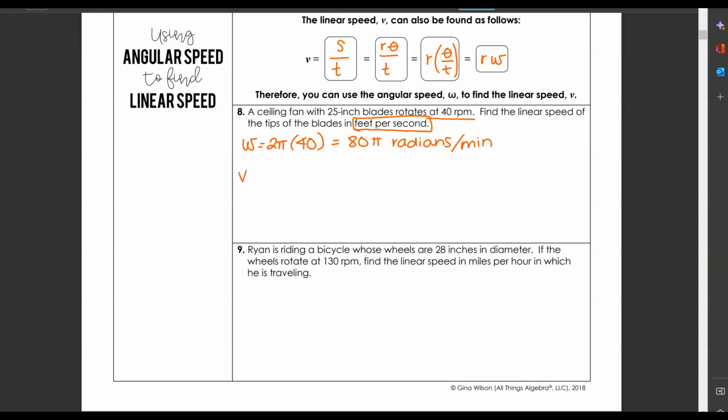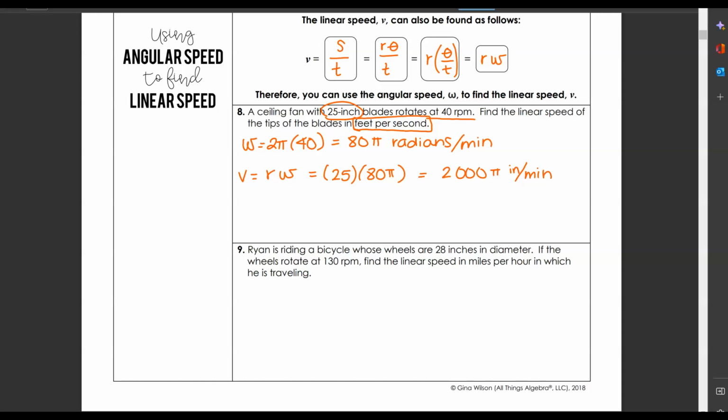Now my linear speed can be rewritten as r times my angular speed. So I take my 25-inch blades, that's my radius like we talked about last time, so there's 25. And now let me multiply that by my angular speed, which is that 80 pi radians per minute. And so when we do this multiplication, we get 2,000 pi inches per minute.